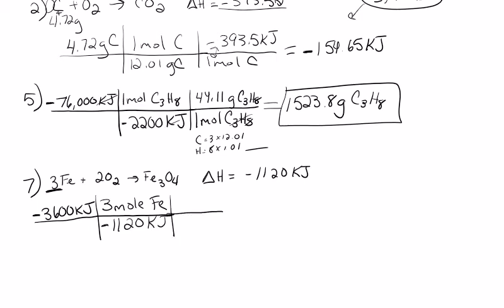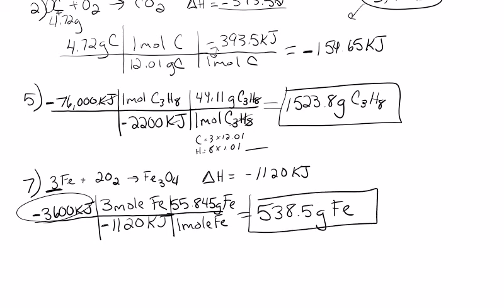The next step then is a mole to gram conversion. So for every 1 mole of iron, according to the periodic table, iron is 55.845 grams. And that is going to give me that I am going to require 538.5 grams of iron in order to produce this original negative 3,600 kilojoules of energy. Okay.